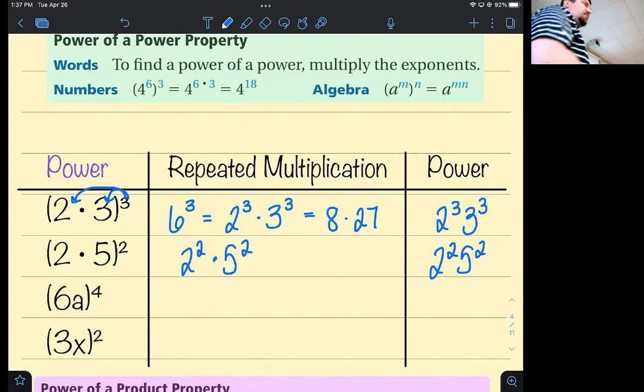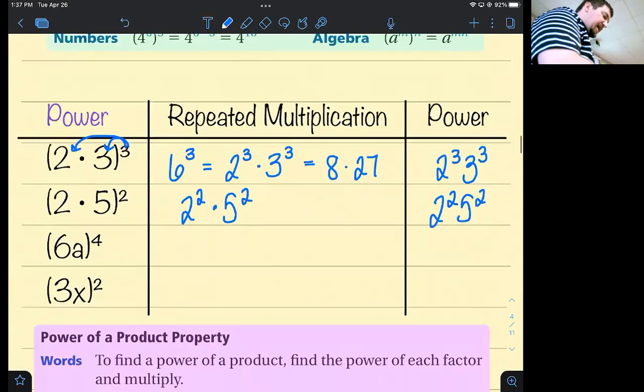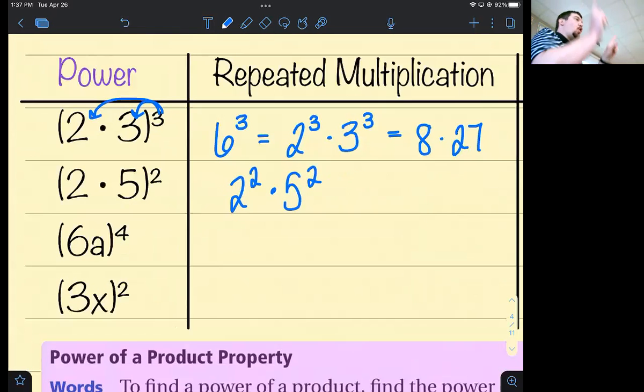So let's actually use that with some variables. So this makes a little bit more sense. If I have 6a and that is all being raised to the 4th power, I'm going to distribute the 4 to the 6 and distribute the 4 to the a. So that would be 6 to the 4th, a to the 4th.